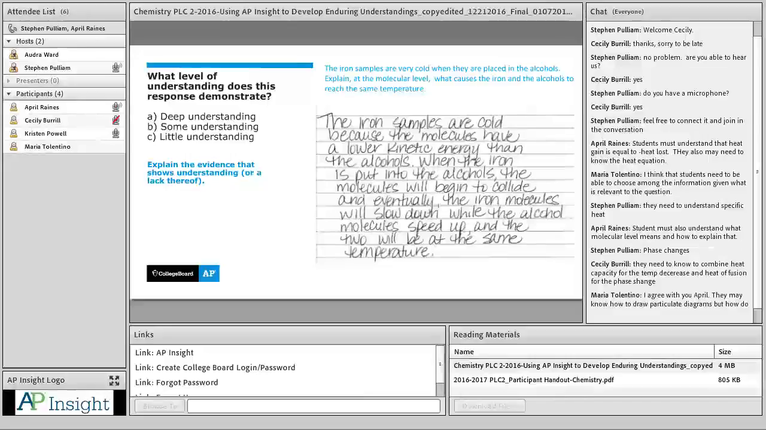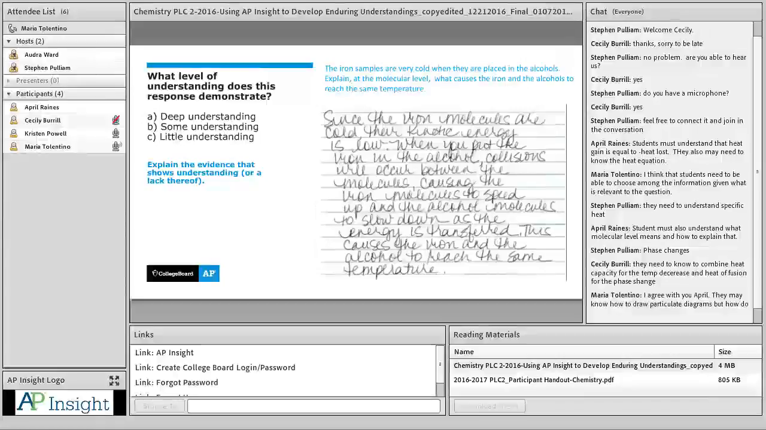All right, let's look at another one. Since the iron molecules are cold, their kinetic energy is low. When you put the iron in the alcohol, collisions will occur between the molecules, causing the iron molecules to speed up and the alcohol molecules to slow down as the energy is transferred. This causes the iron and the alcohol to reach the same temperature. How did this student do?